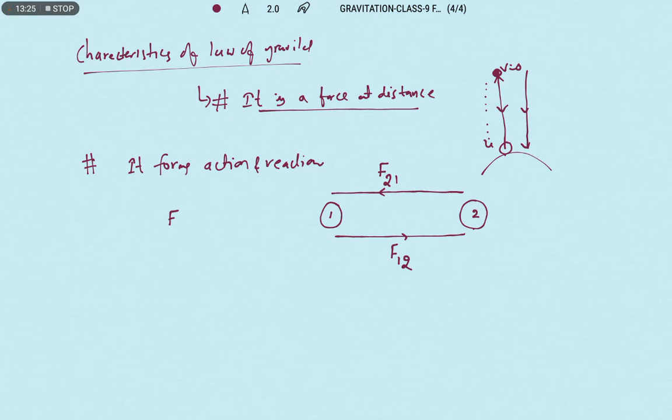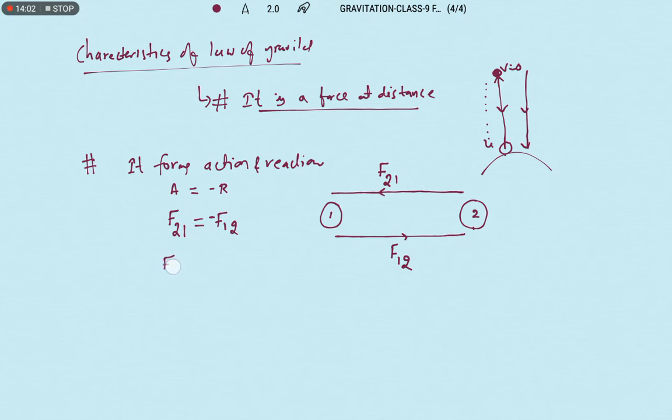What action am I taking? Force acting on 2 due to 1, I am considering as action. So what is reaction? Reaction is equal to minus F12. Therefore, when an action and reaction force exist, why are the bodies not sticking together? Already told you, between you and the wall a force of attraction exists. That means the gravitational force exists between you and the wall. Then why are we not sticking to the wall? Because the action and reaction are both the same.